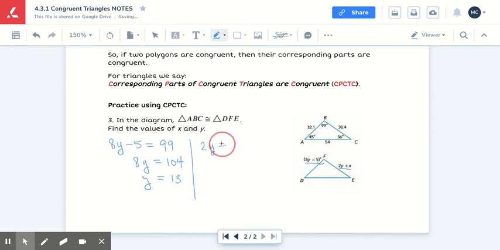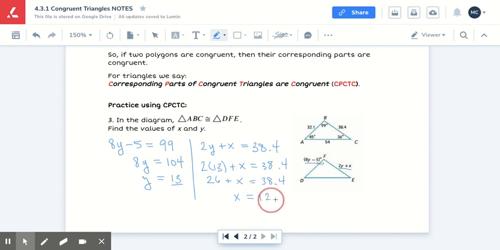I'm going to start off just writing the statement here. So 2y plus x is equal to, this is going to be equal to the corresponding side on the other triangle. So 38.4. Now I'm going to substitute in the 13 that I found. So 2 times 13 plus x equals 38.4. 2 times 13 is 26. That was using the substitution property there. And then I would use the subtraction property of equality, subtracting 26 from both sides. I'll get x is 12.4.